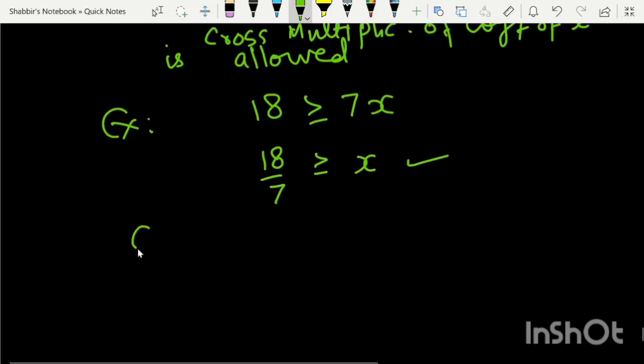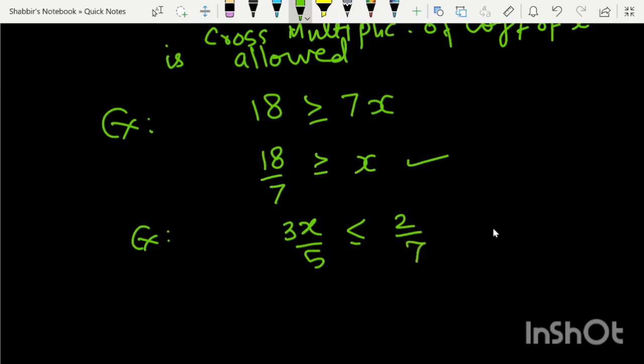Okay. So you might be wondering, what about the negative? If the coefficient is negative, what can we do? That also we will see, guys. For example, let's see another example: 3x by 5 less than or equal to 2 by 7. Find x. You just try this.